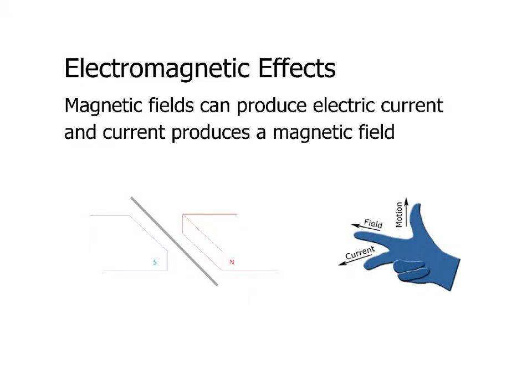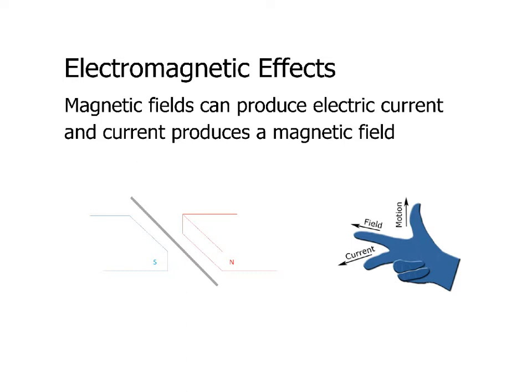Okay, now it's time to talk about how electricity and magnetism are related to each other. In other words, how magnetism can be used to produce electricity and how electricity also produces magnetic fields. So, here we go. We're going to start pretty simple and talk about how a magnetic field could produce an electric current in a complete circuit.